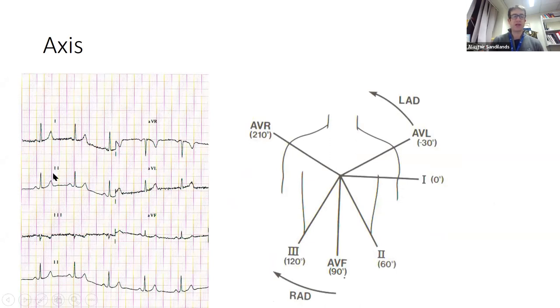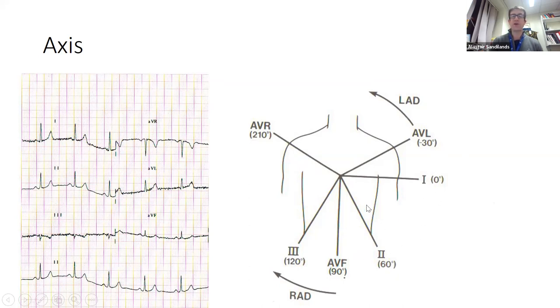When we're looking at the axis, we're looking at the limb leads only, just to recap. We're looking for the lead that's most positive, because the wave of depolarization will be going towards that lead. Anything going towards a lead will be positive. Anything going away from the lead will give a negative QRS. So if the wave of depolarization is going towards lead one or lead two or even AVF, these leads are going to be the most positive. The wave of depolarization normally comes this way. One and two will be positive. AVR is definitely going to be negative if it's normal. The range between minus 30 and 120 would be classed as a normal axis.